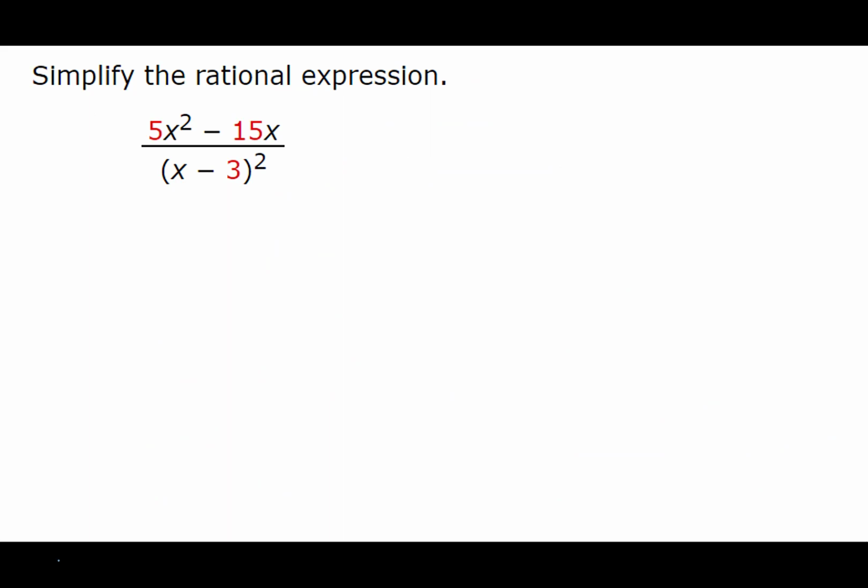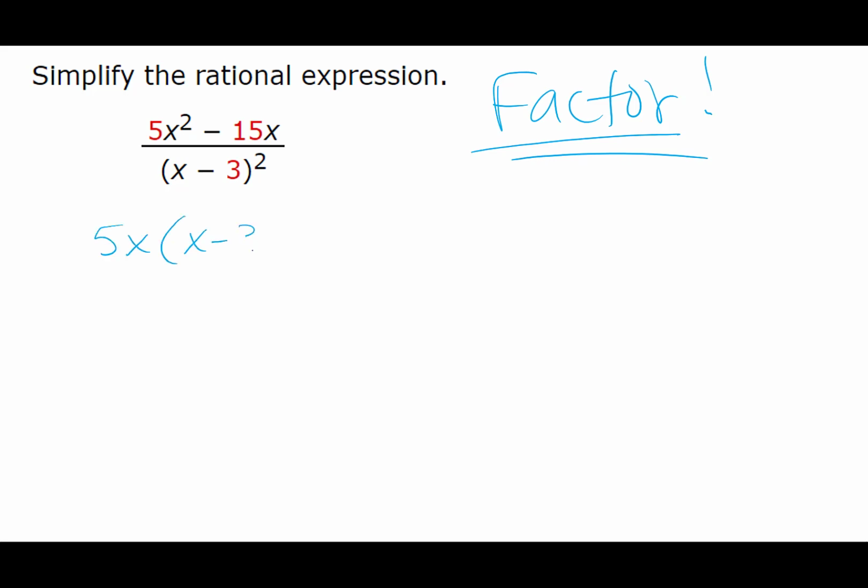Okay, next question says simplify the rational expression. The very first thing I want you to do is to factor. I want you to factor the numerator and factor the denominator as much as possible. The numerator factors to 5x times x minus 3. The denominator is x minus 3 quantity squared. Just write x minus 3 out twice.